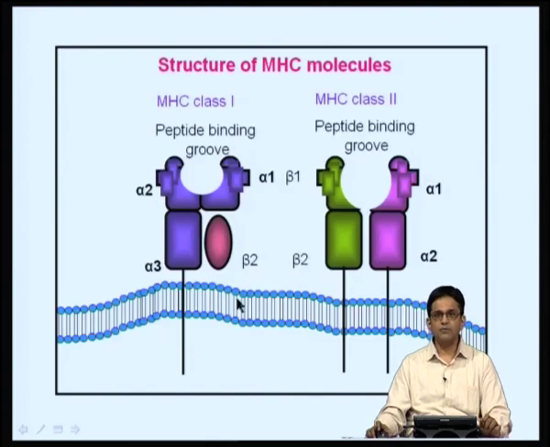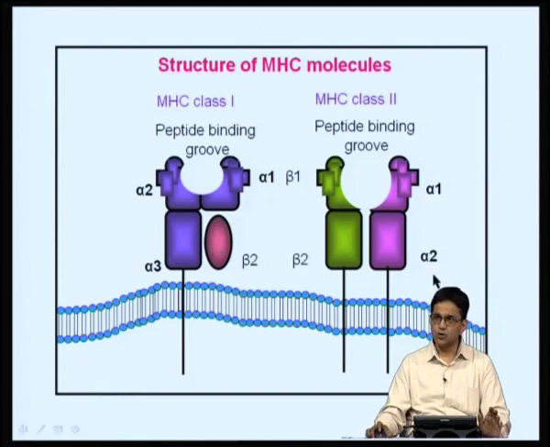And we will just briefly go over the structure of MHC molecules. So, MHC class 1 molecules have a heavy chain, and the heavy chain has three domains, the alpha 1, alpha 2 and the alpha 3. Now, the peptide binding groove consists of the alpha 1 and alpha 2 domains. And so, the polymorphisms that are responsible for binding different peptides will be localized primarily in this peptide binding groove region. The alpha 3 is important for binding to beta 2 microglobulin.